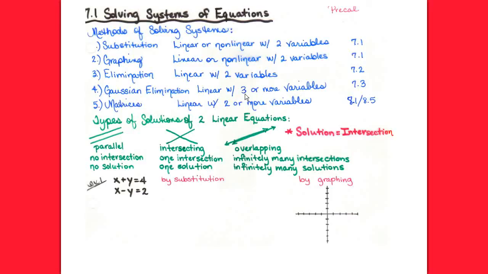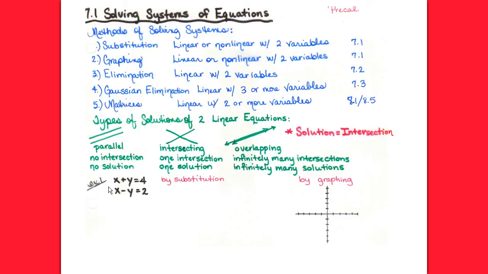When we talk about the solution to an equation, if I'm just looking at x plus y is equal to 4, the solution to that equation is any ordered pair that makes that equation true. So I might use (2, 2) or (1, 3) or (3, 1). Any of those would be a solution to that equation.